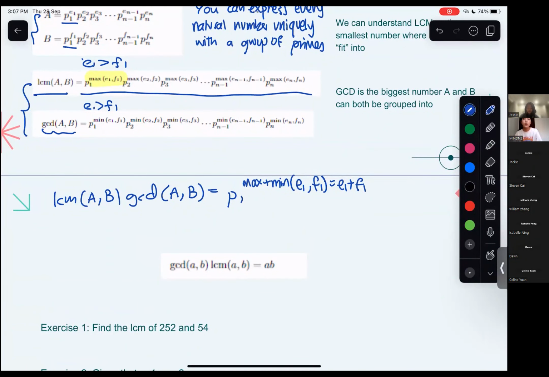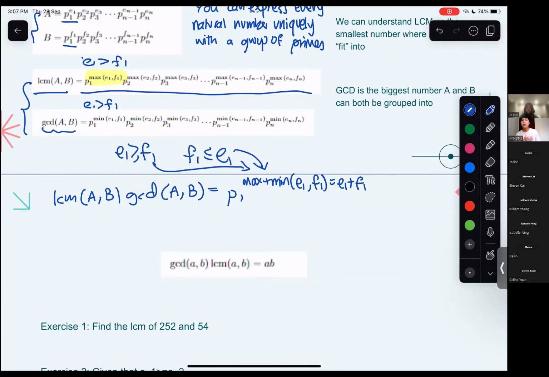We're only thinking about E1 and F1. There's no other numbers we need to consider. So it's either like this or it's like this. So it's one or the other, and whichever one of these, max plus min is always just going to be E1 plus F1. And we do the exact same for all of them.